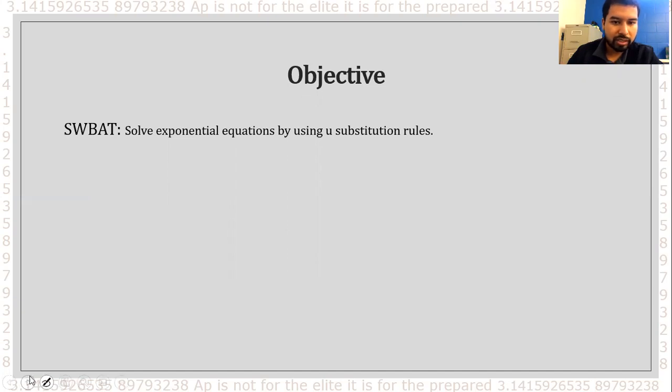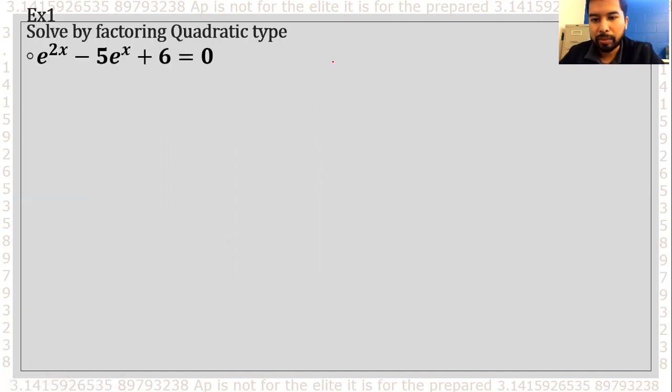Okay, so let's find our solution. Let me hide this right here. Okay, so let's begin. Just by looking at this, we are thinking, oh snap: e raised to the 2x minus 5e^x plus 6 equals 0.